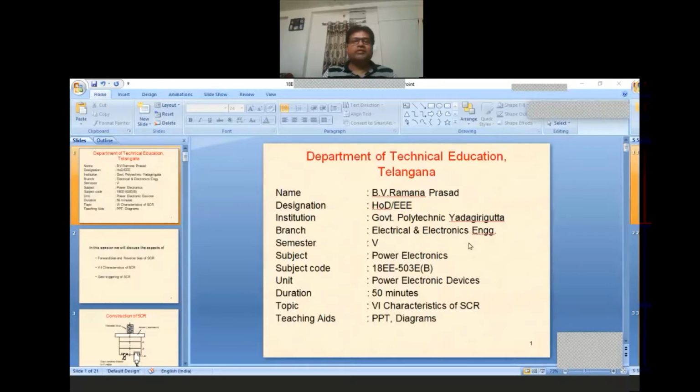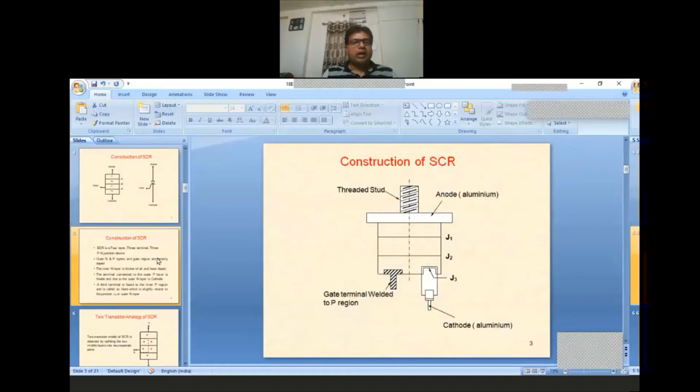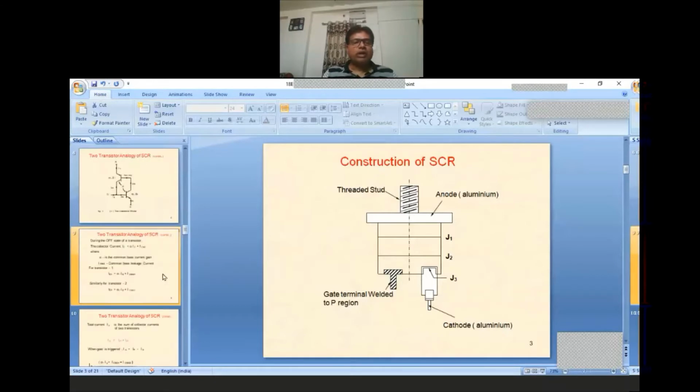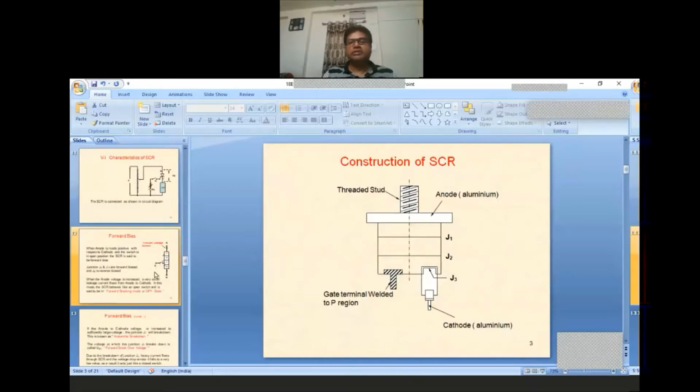In the previous session, our main emphasis was on the constructional details of SCR, how the different layers are doped, and how the SCR works in different conditions when the voltage is applied between anode and cathode with a positive supply, and also between cathode and anode as positive supply, or forward bias when anode is made positive with respect to cathode, and then reverse bias when cathode is made positive with respect to anode.